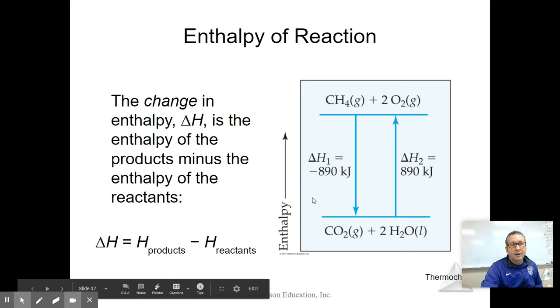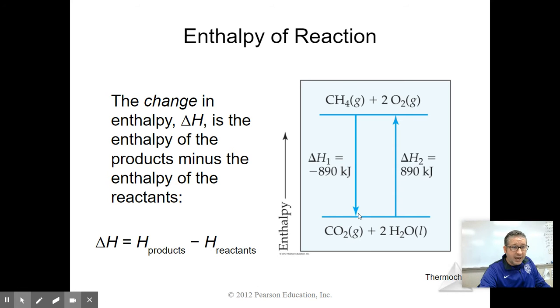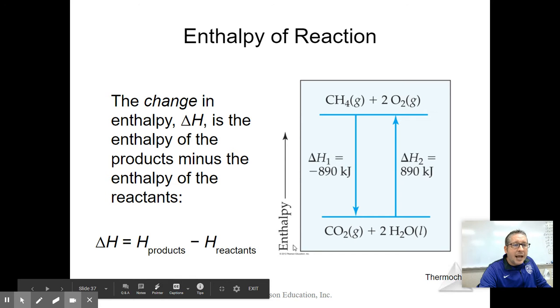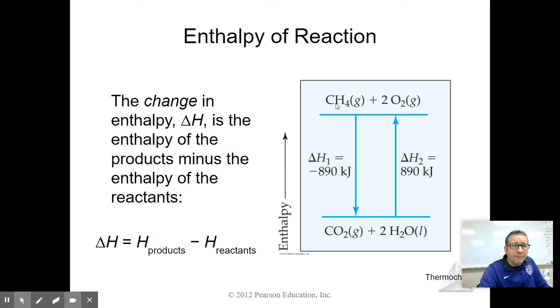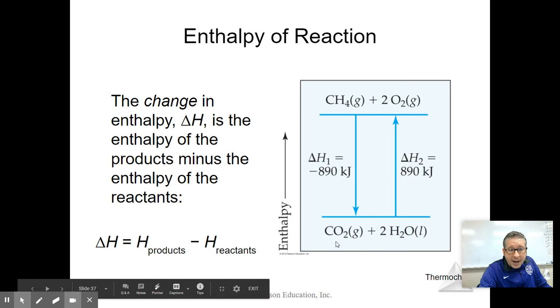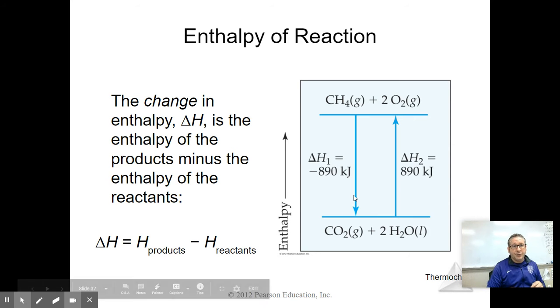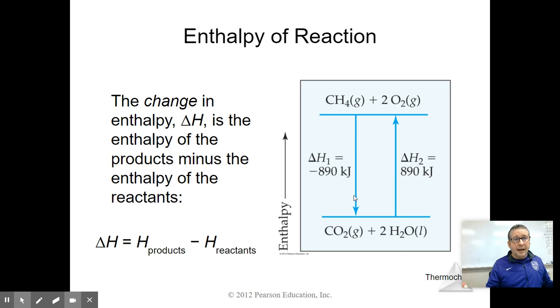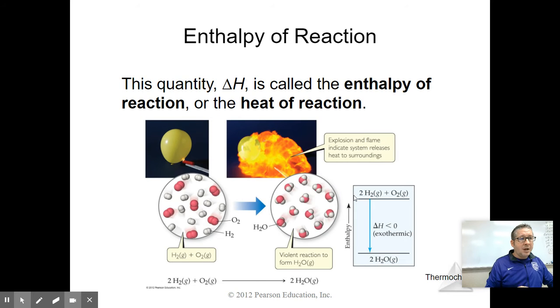This image right here, I'm going to come back to in just a few moments. But again, this is a diagram where we have some reactants, methane and oxygen, and products of the combustion reaction, CO2 and H2O. On the side it says enthalpy is increasing, and the blue arrows indicate what's happening to the enthalpy or the heat of this reaction. I'm going to come back to this real quick.